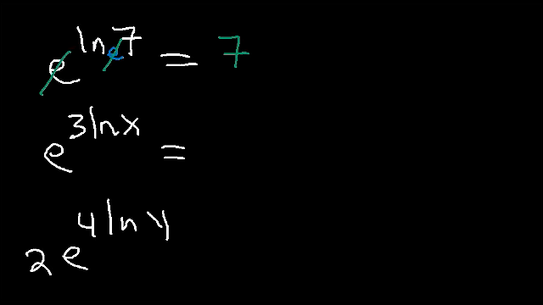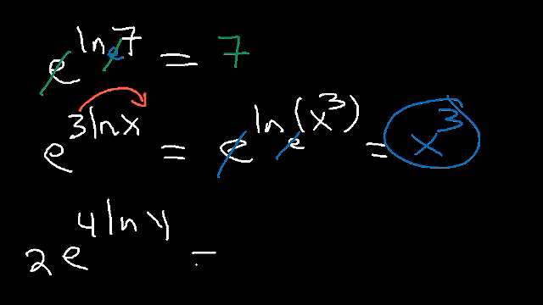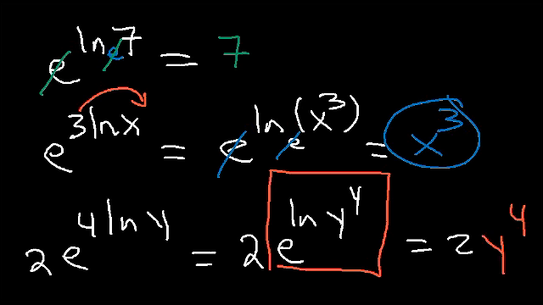For this one, we need to take the 3 and move it to the exponent of x. e to the 3 ln x is the same as e to the ln x cubed. And so this is base e. These two will cancel, and it's simply x cubed. Now what about this one? This is the same as 2e to the ln y to the 4th. Now this part right here will change to y to the 4th. So the answer is simply 2 times y to the 4th.